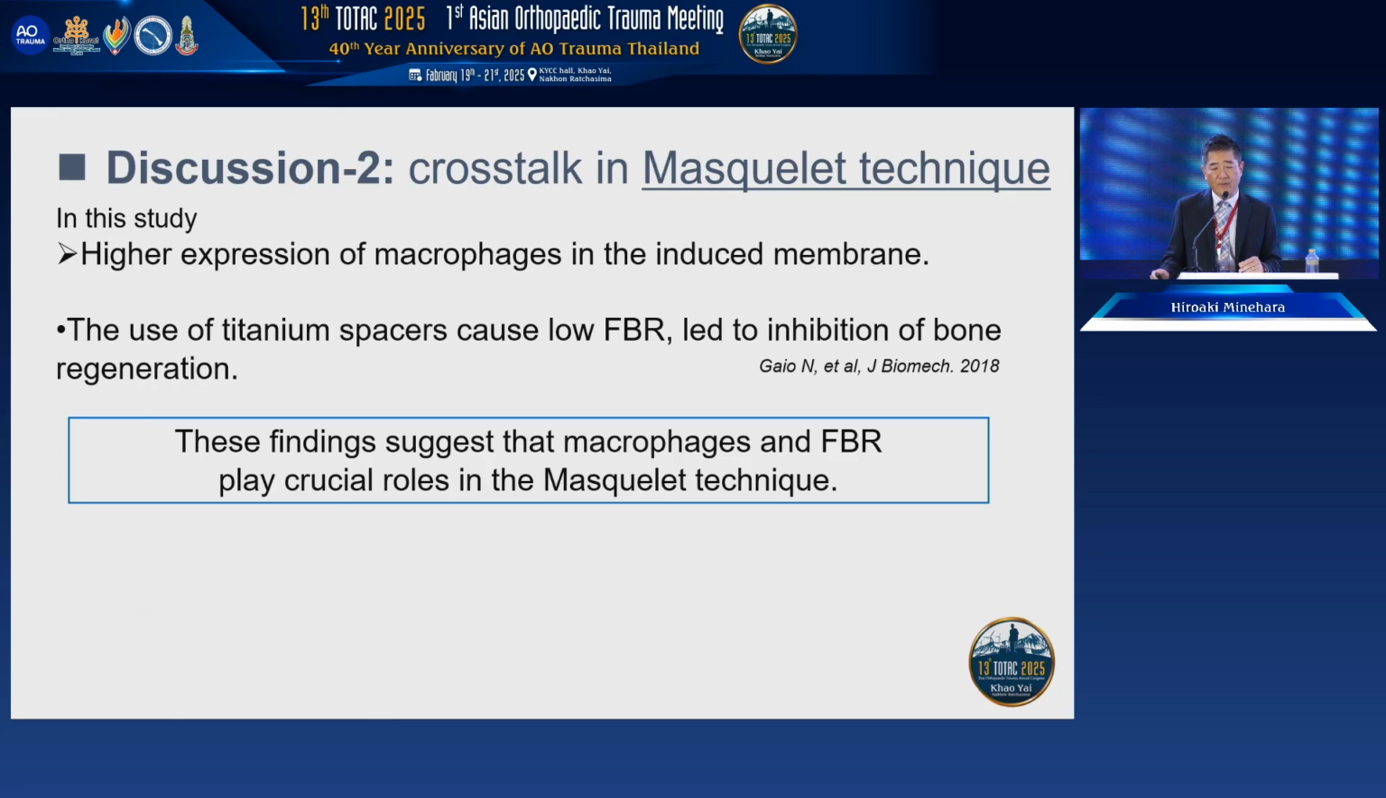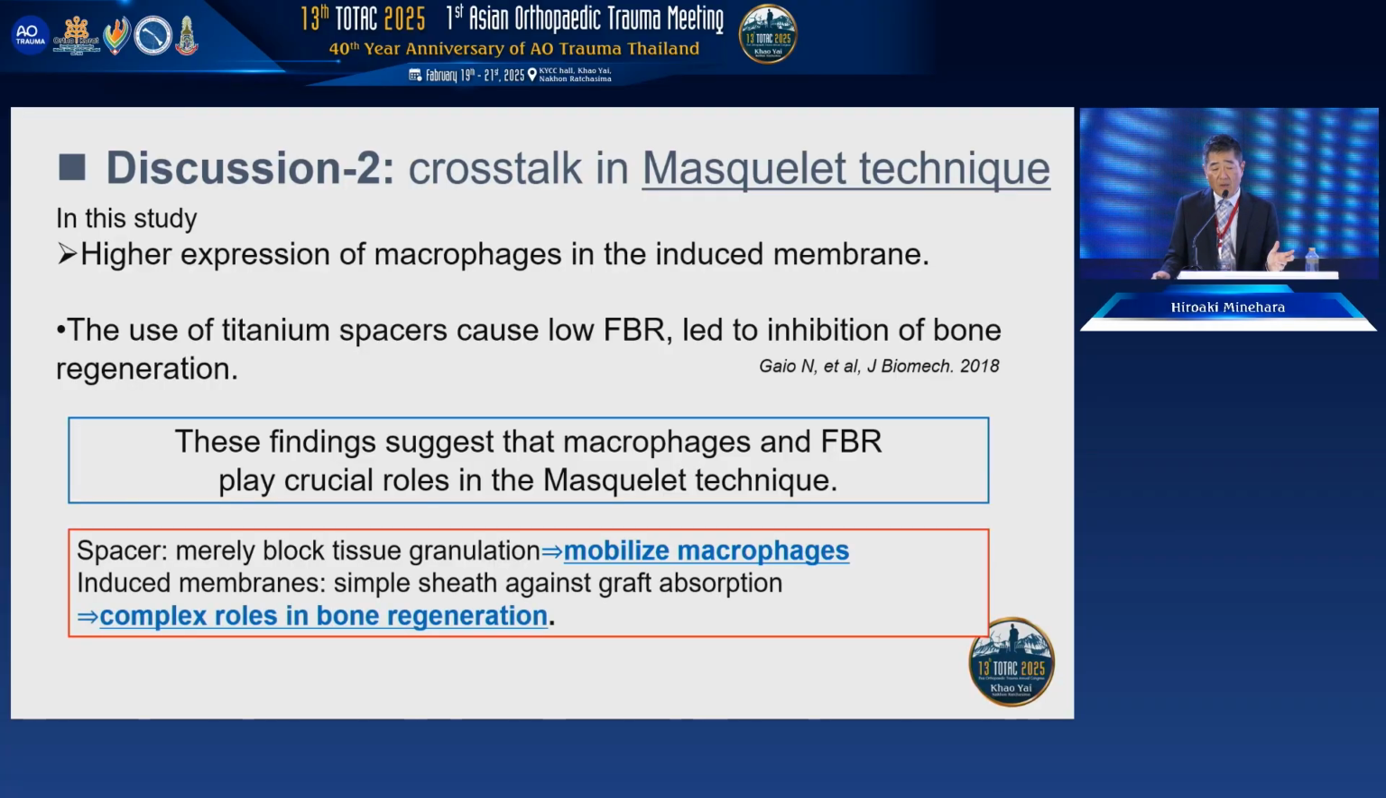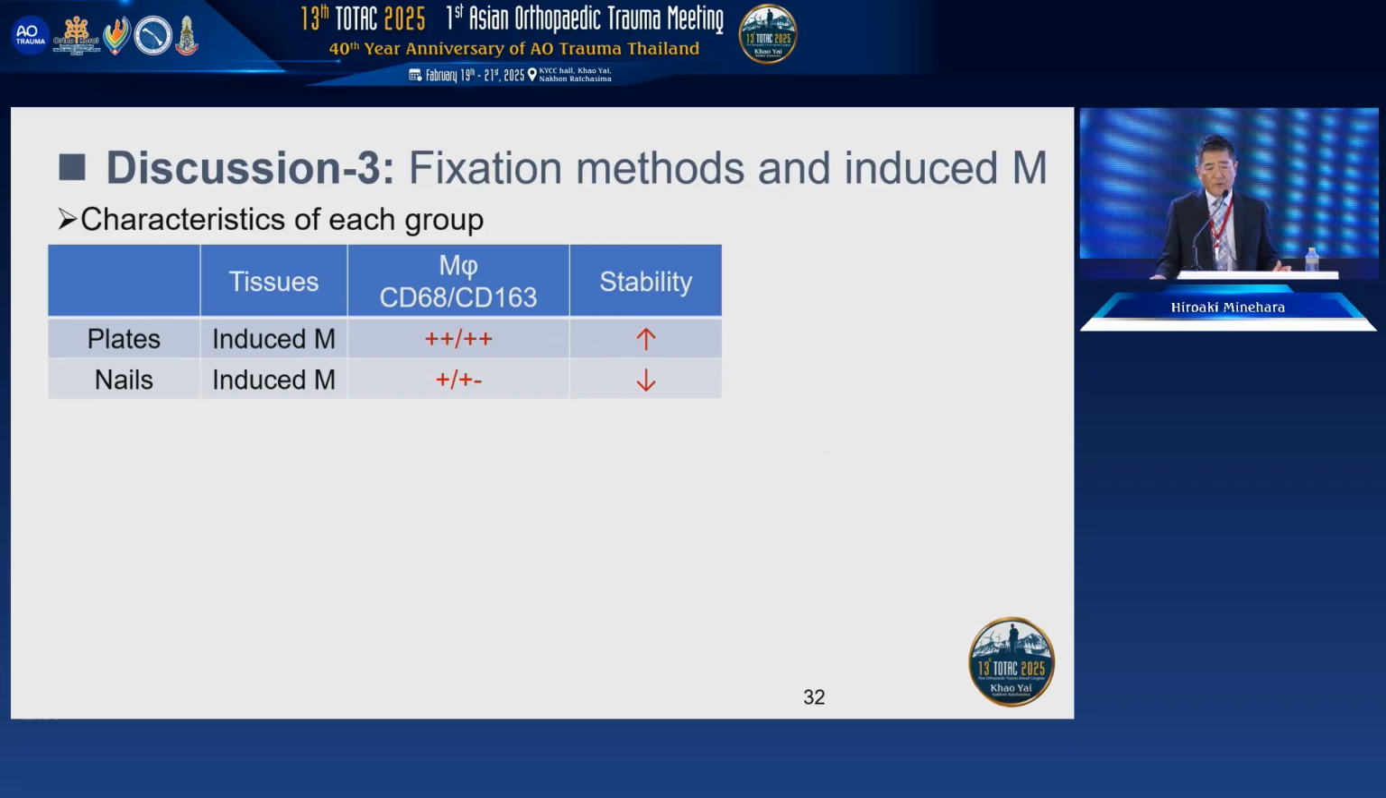And also in this study, there was high expression of macrophages in the induced membrane compared to control groups. And there's a report that the use of titanium spacers caused lower foreign body reaction, which led to inhibition of bone regeneration. So these findings suggest that macrophages and foreign body reaction play crucial roles in the Masquelet technique. I thought the spacer was merely blocking tissue regeneration, but actually it is mobilizing macrophages. And in these membranes, we thought it was a simple sheath only against graft absorption, but actually there are complex roles in bone regeneration.